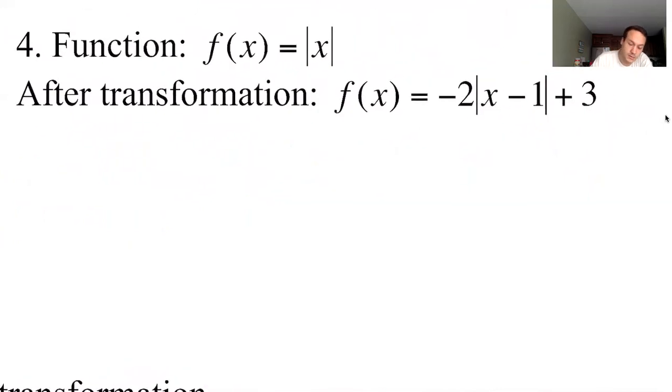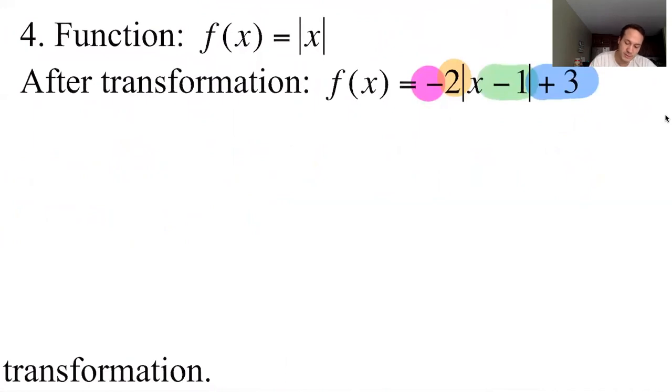Love it. Look at this one. This one has so much going on here. We've got a negative symbol. We've got a coefficient. We've got a negative on the inside, and we've got a positive on the outside. 4 transformations for us. This is like the holy grail of all types of transformation questions for us.